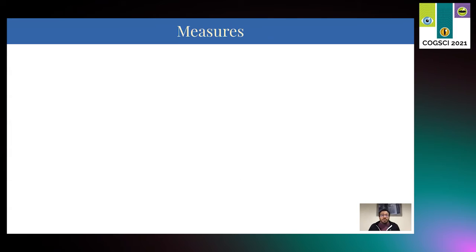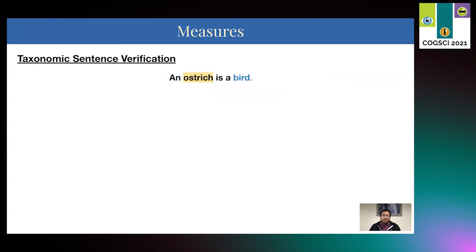Following precedence, we primarily use log probabilities for words in context computed by our language models as the main variable of study of interest. As an example, for the taxonomic sentence verification experiments, we compute the log probability of bird given the prompt "an ostrich is a."